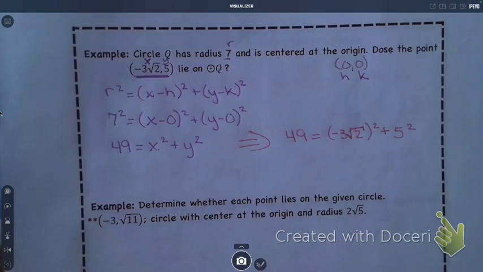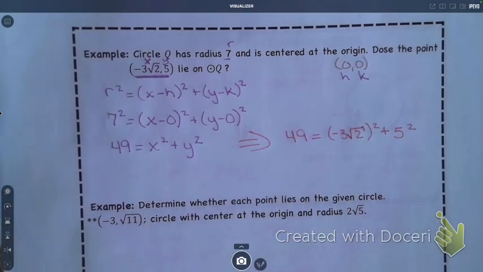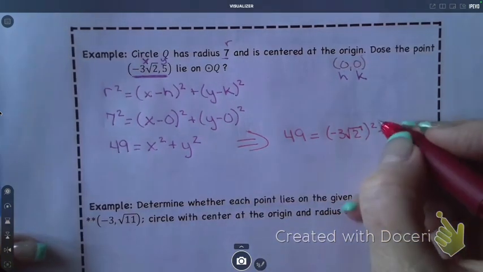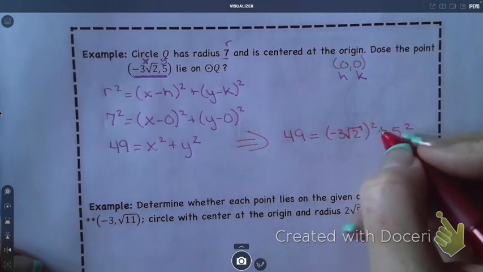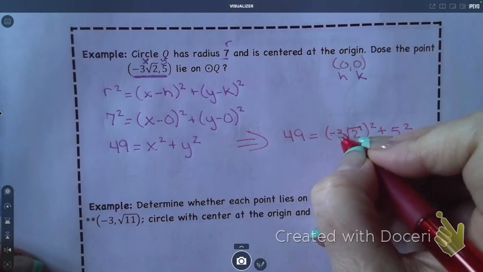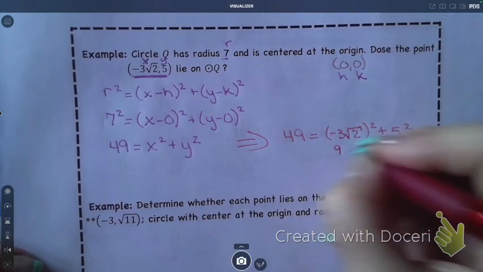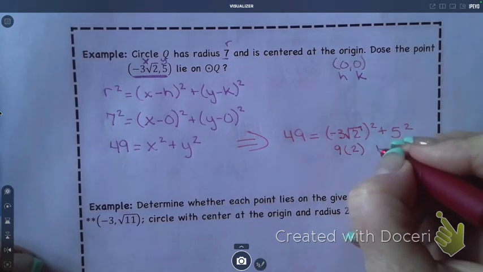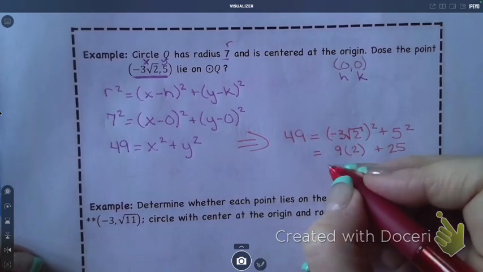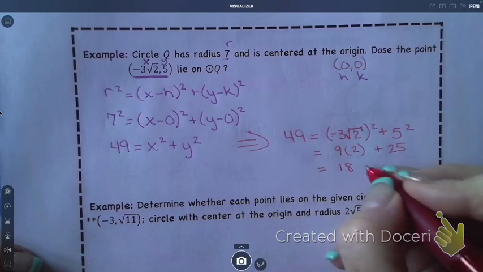Just like on your test, you guys had, is this a right triangle? You did A squared plus B squared equals C squared, right? If it worked, it was. If it didn't, it wasn't. Okay, now we need to remember how to do this. I square both, yes? So what is negative 3 squared? 9. And what's the square root of 2 squared? 2. Plus 25.